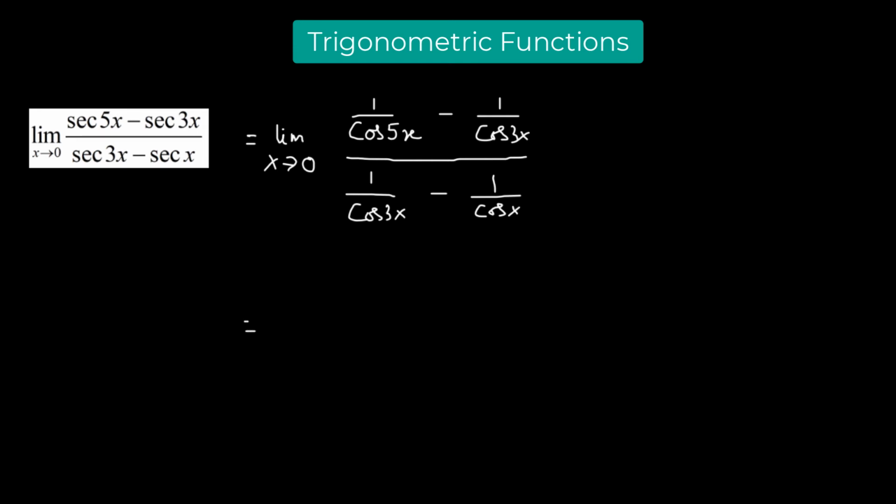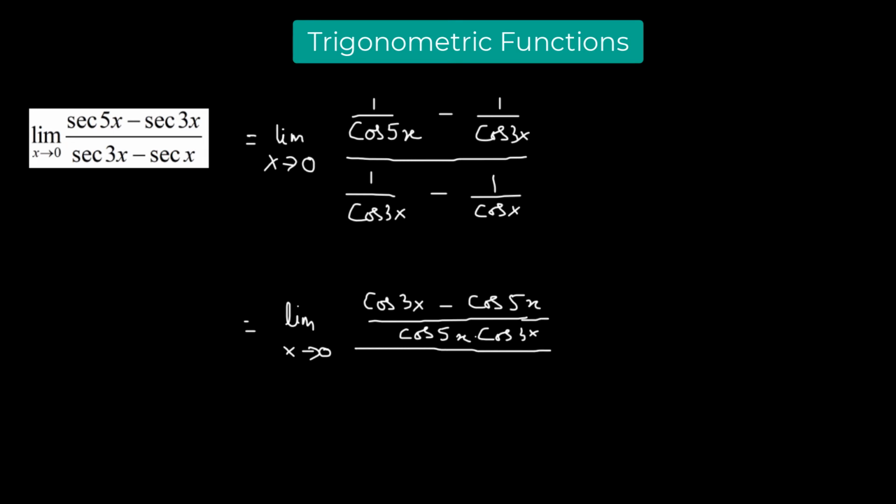So which can be further simplified into limit x approaching 0. So we have cosine of 3x minus cosine of 5x divided by cosine of 5x times cosine of 3x, whole divided by cosine of x minus cosine of 3x divided by cosine of 3x times cosine of x.